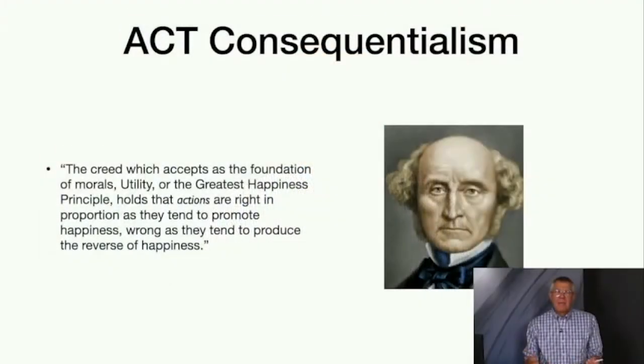But we could understand the nature of consequences and what makes them good and bad in different ways and still be a consequentialist. Here's another version. It's also a version of act consequentialism in John Stuart Mill, who was a student of Jeremy Bentham. In fact, Mill was homeschooled as a child by two people, James Mill, his father, a famous economist, and also Jeremy Bentham. Mill says the creed that accepts the foundation of morals as utility or the greatest happiness principle holds that actions are right in proportion as they tend to promote happiness, wrong as they tend to produce the reverse of happiness. Again, happiness is the measure.